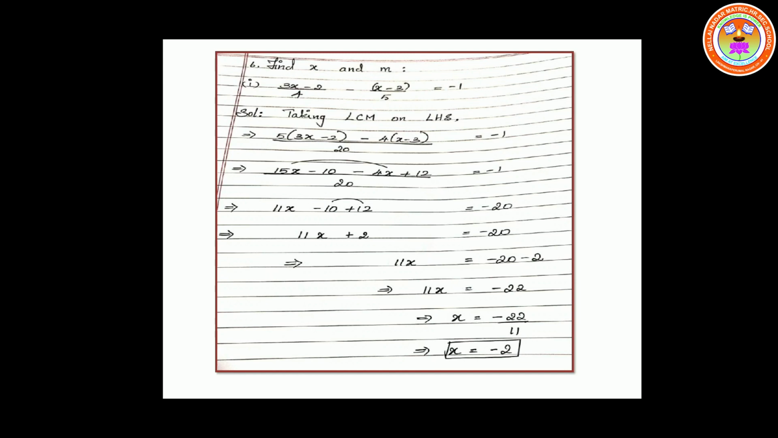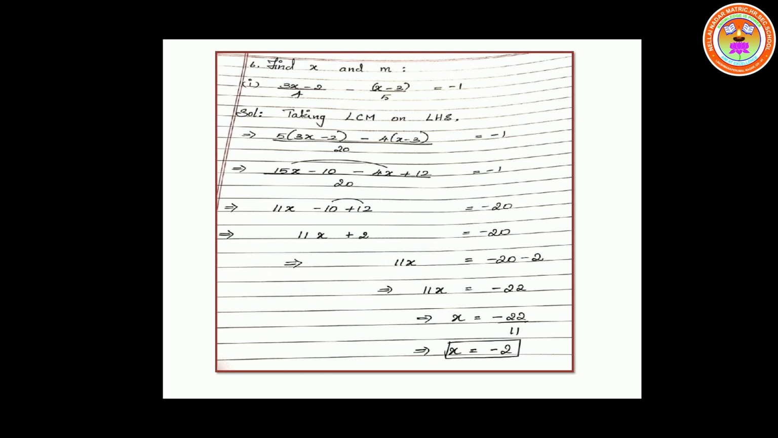So multiply 5 in the numerator for the first term, that is 5 into 3x minus 2. And in the second term, 5 is there, so 5 4s are 20. So multiply by 4 in the numerator, 4 into x minus 3, divided by 20, that is equal to minus 1. So keep the right hand side as it is. You are just going to change the left hand side.